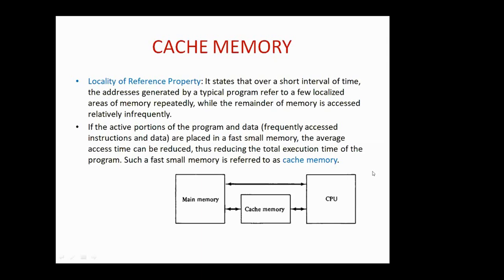There is a property which we call as locality of reference. This property states that if we take a certain period of time, a small period of time, the addresses that will be generated by a typical program, the addresses which the CPU will seek, the addresses of this main memory which the CPU will ask for, those addresses they fall in a particular localized area. They are not spread randomly all over main memory.